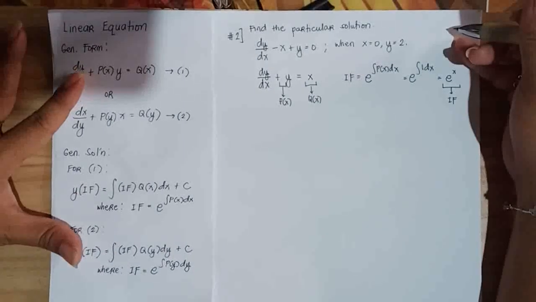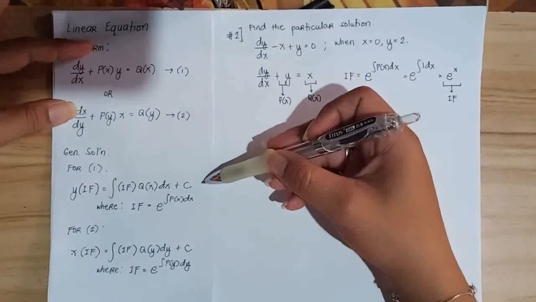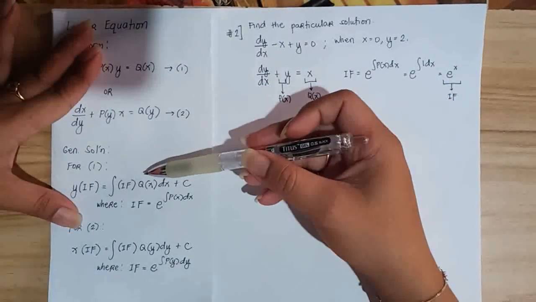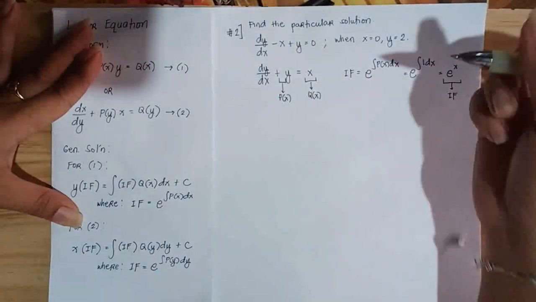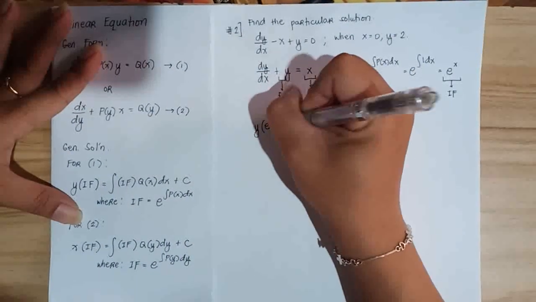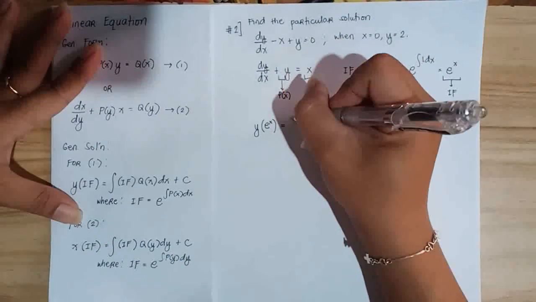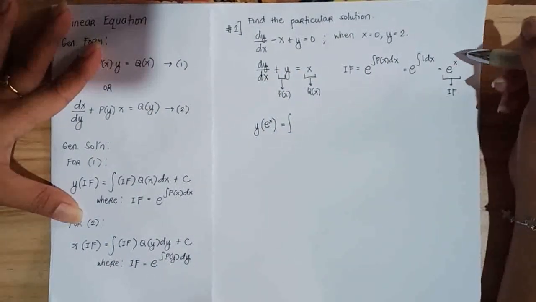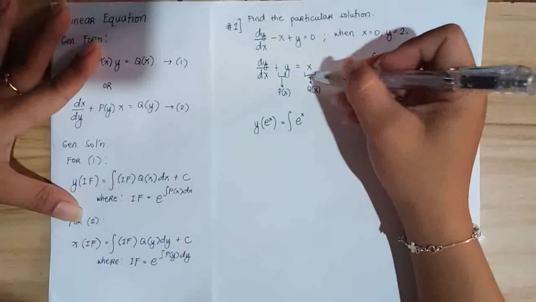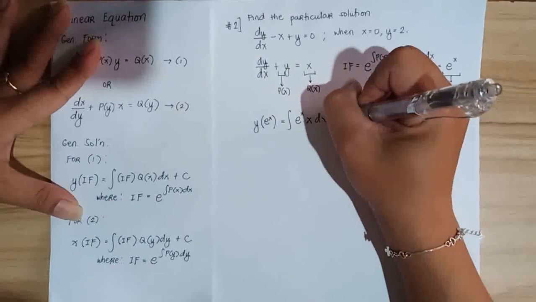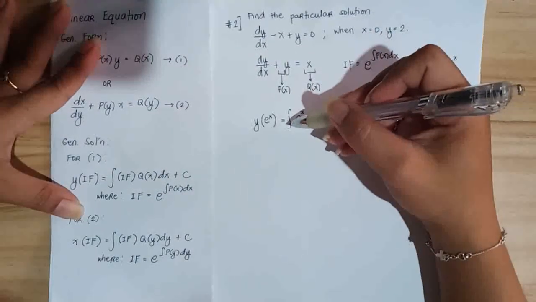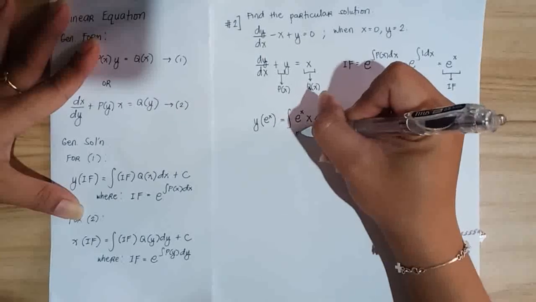Now you will have to follow the formula of y multiplied by the integrating factor equated to the integral of the integrating factor multiplied by the q of x dx plus c. Following the formula, you will now have y, then the integrating factor, which is e raised to x, equated to this one. So integrating factor, which is e raised to x, multiplied by the q of x, which is x dx plus c. Now, evaluating this integral part, you will have to use by parts.